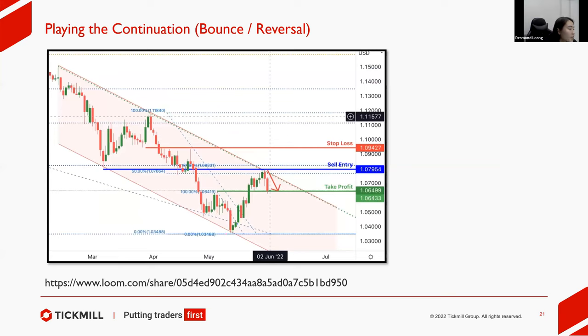We've got a descending channel, which lines up, price was at the descending channel resistance. It lined up nicely with a few Fibonacci levels, which is 100, probably the 161.8 Fibonacci extension.